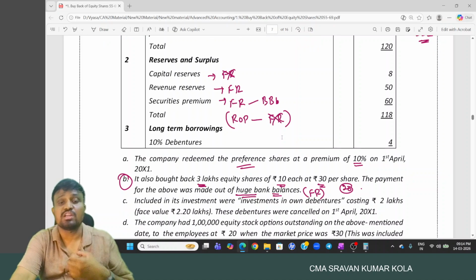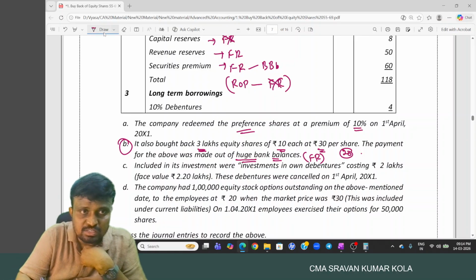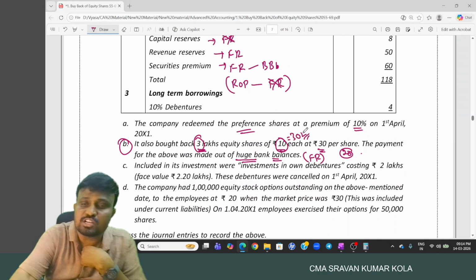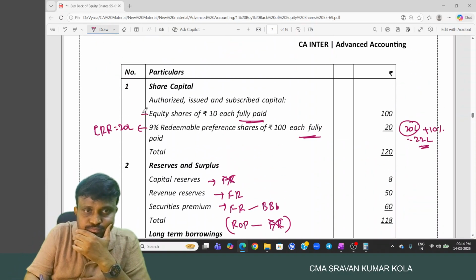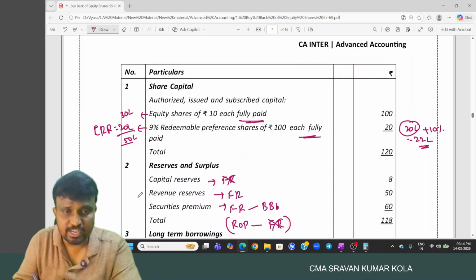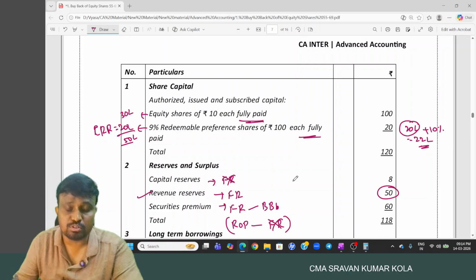And for creating CRR, how much amount is created here? 3 lakh into 10, sorry, 3 lakh into 10. How much amount? 30 lakhs. So the CRR required to be created is 30 lakhs. So in total, how much CRR is required to be created? 50 lakhs here. So CRR is created out of revenue reserve. Sufficient amount is there. So revenue reserve account debited to CRR 50 lakhs.